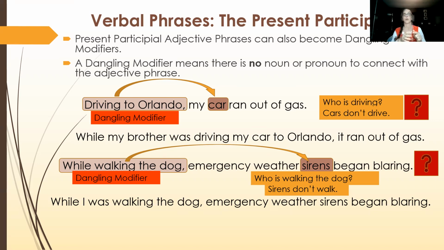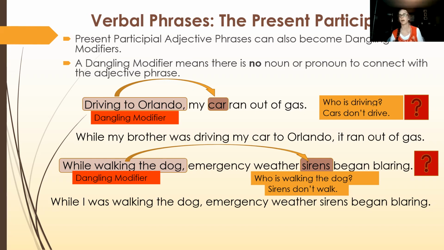While my brother was driving. Notice how driving now became part of a verb. We put a form of be in front of it, was driving. All right? And then the subject is brother. Let's look at this next sentence. While I was walking the dog. There's our dependent clause. Where's the verb in this sentence, Joey? Was walking. And what's the subject of that verb? I.